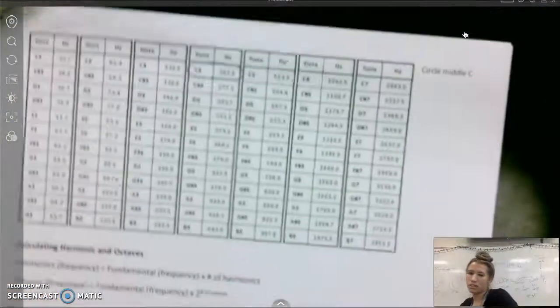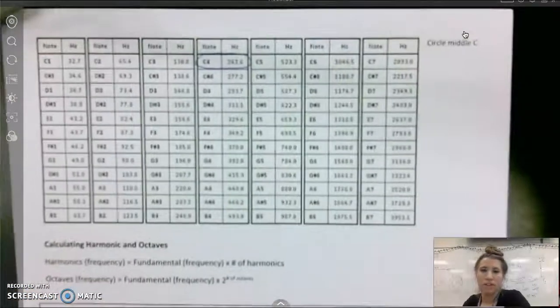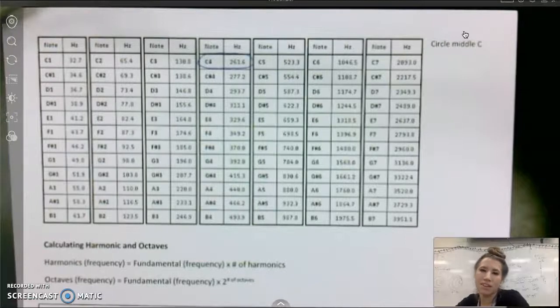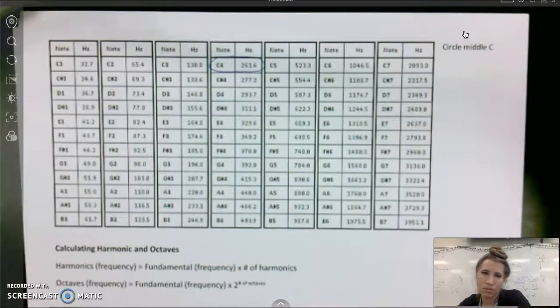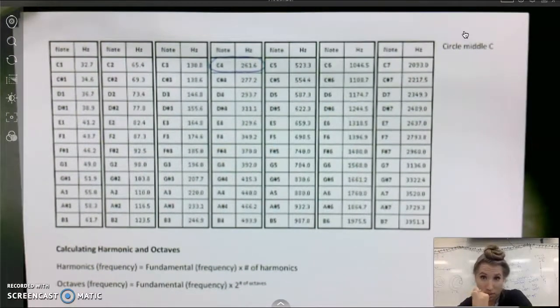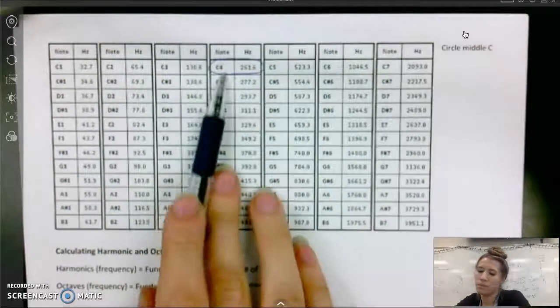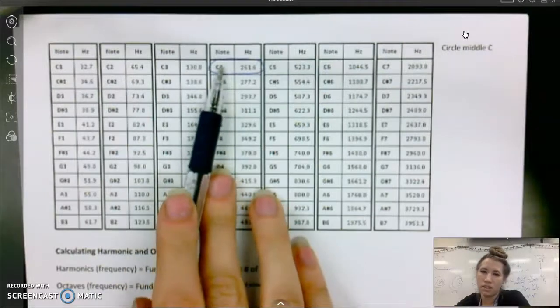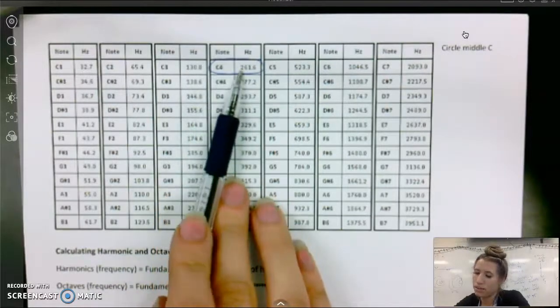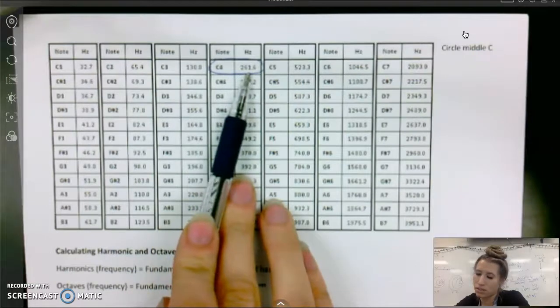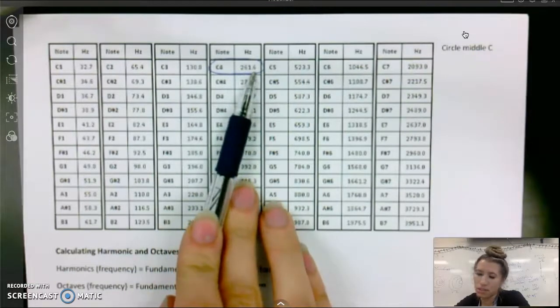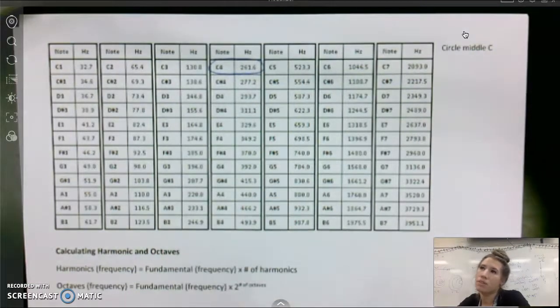This is a nice little diagram that tells you the frequency of different notes from any instrument. If you play an instrument, especially the piano, you're probably really familiar with middle C, and that's just C4, and it has a frequency of 261.6 hertz.